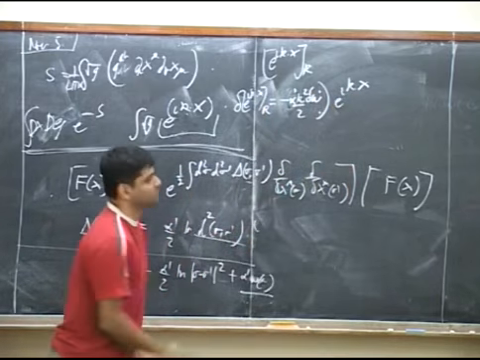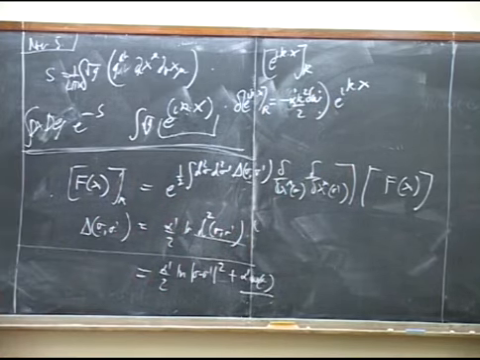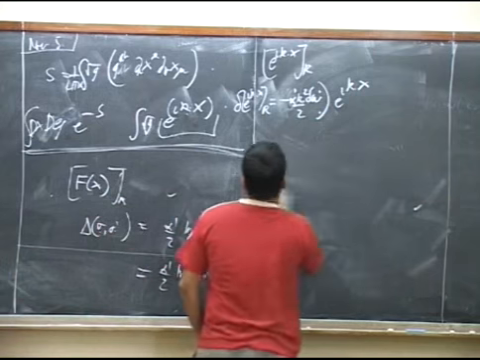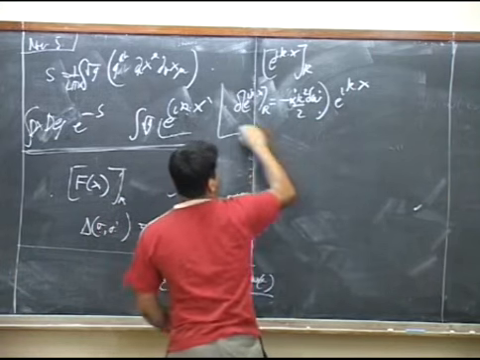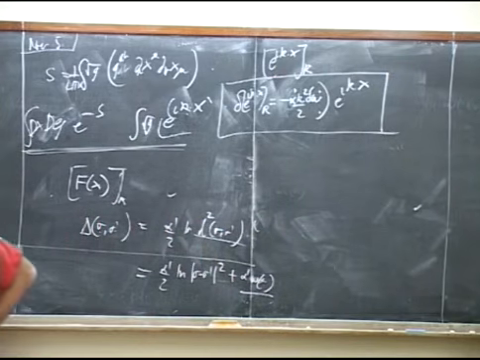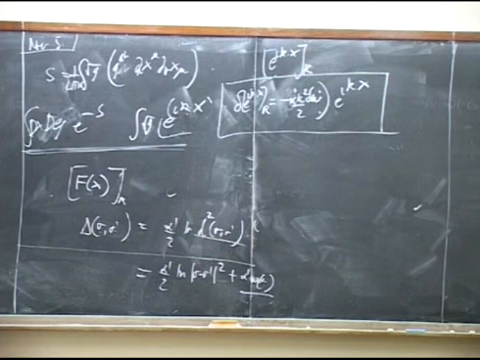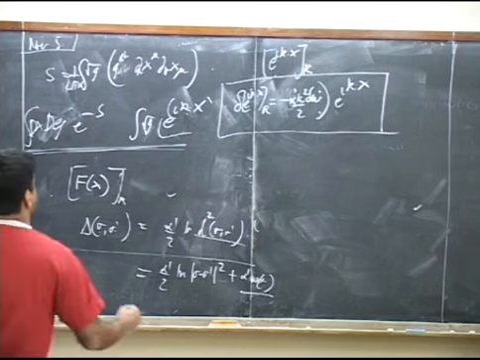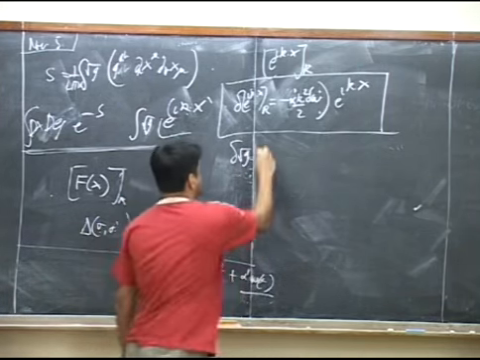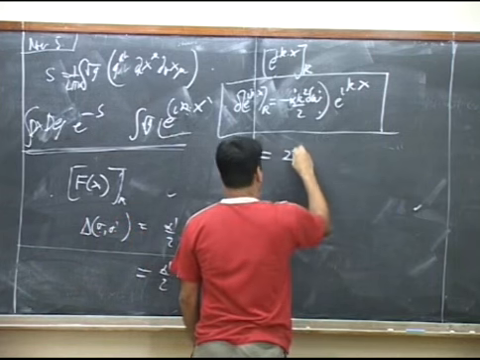That's really what we found, the first one. Now, on the other hand, delta of square root g is equal to 2 omega square root g.